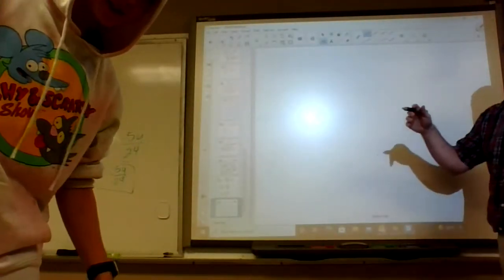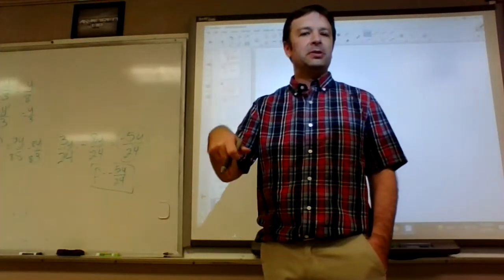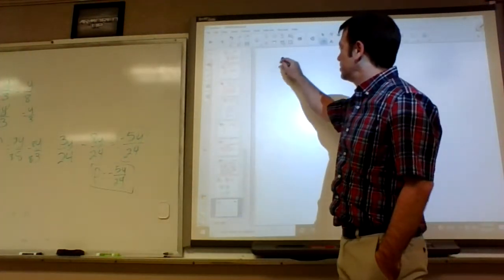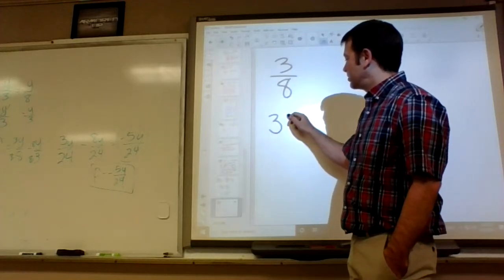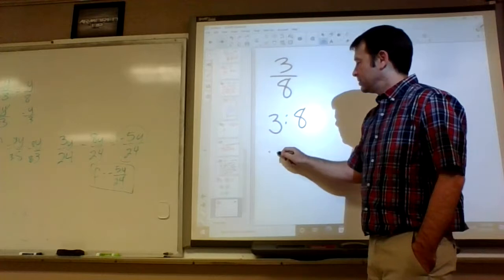Sit down, Bex. You could do like 3/8. You could do 3 to 8. Do it where it looks like a fraction, 3/8. Where else? The colon, 3 to 8. And then the word, 3 to 8.